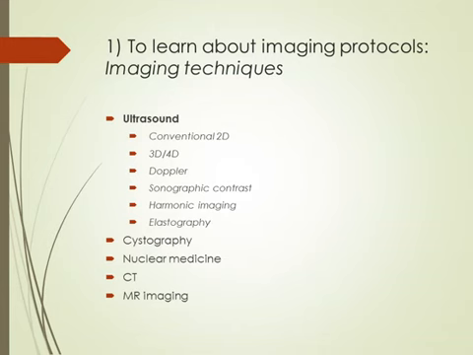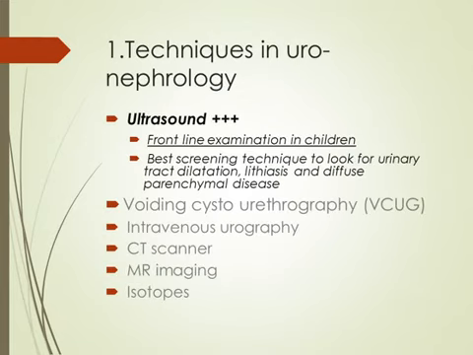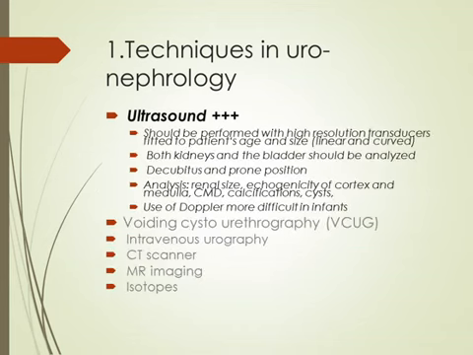There are different types of ultrasound that we can use. Ultrasound should be the frontline examination in children. It's the best screening technique to look for urinary tract dilatation, lithiasis, and diffuse parenchymal disease. It should be performed with high-resolution transducers fitted to the patient's age and size. Both kidney and bladder should be analyzed. You should use the decubitus position.